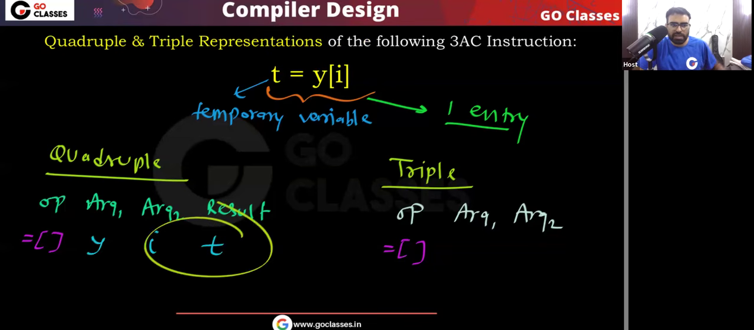Okay, in the quadruple you can write t in the result. Very simple. What about triple? In the triple, the argument 1, argument 2, these are y comma i, that's it. Okay, you can see in the triple representation we do not have any result field, so also we do not store the temporary variables. Okay, so this is the answer.